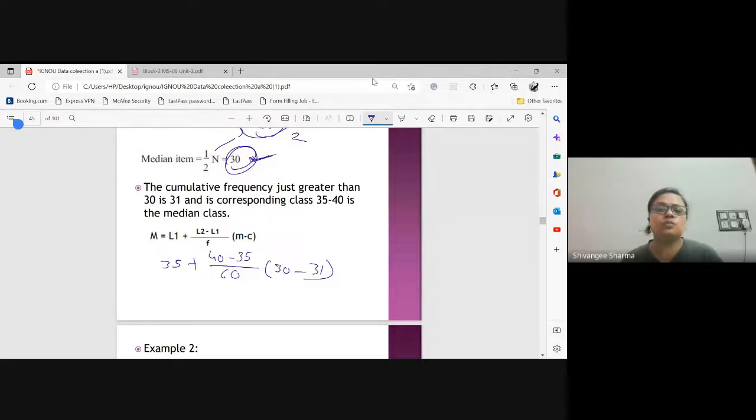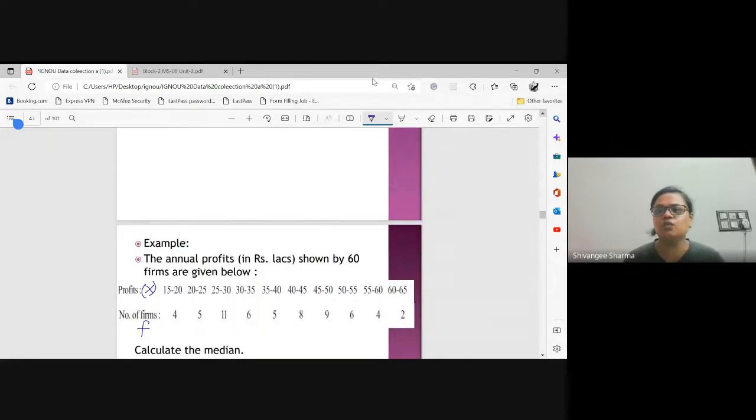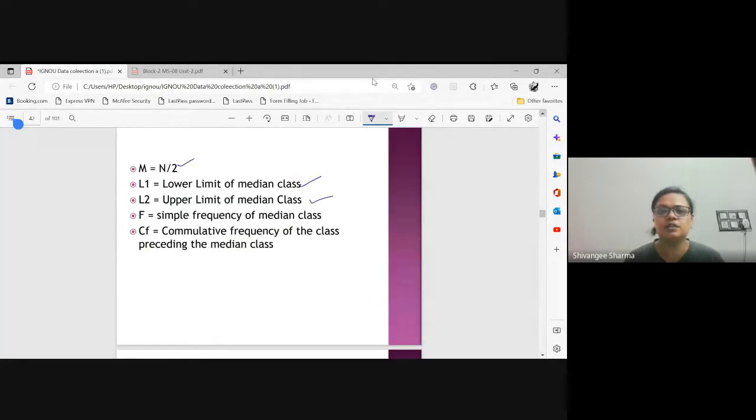And this cumulative frequency, okay? So this is how you will calculate. आप लोग कर लीजिए, calculate if you want to do and tell me the answer.